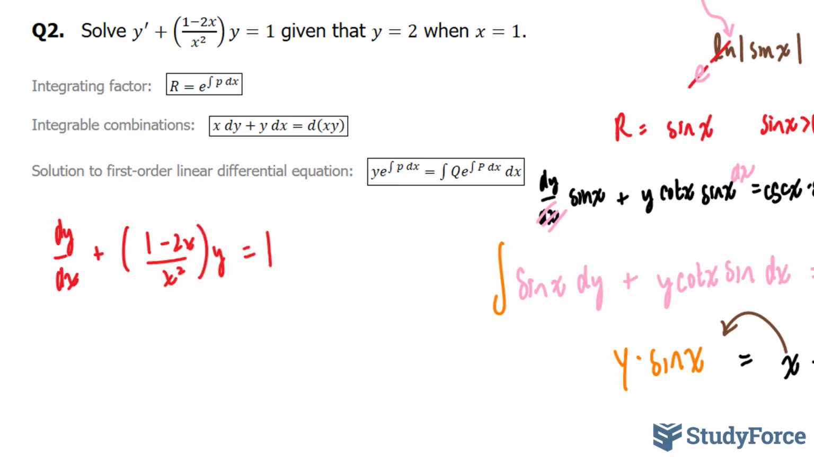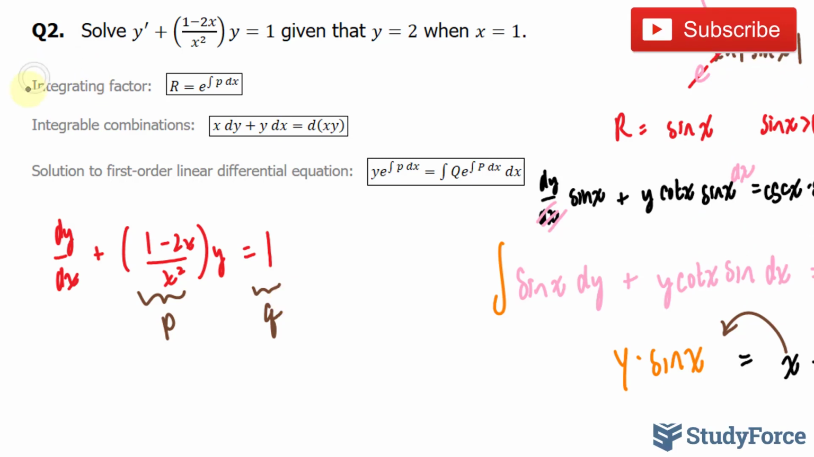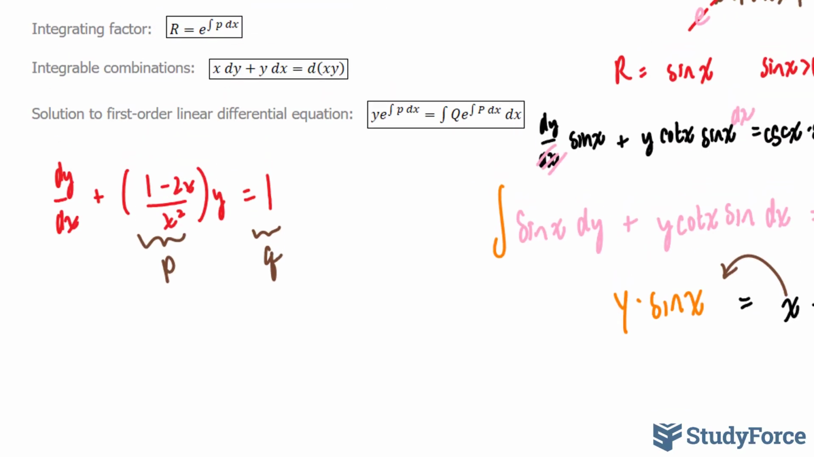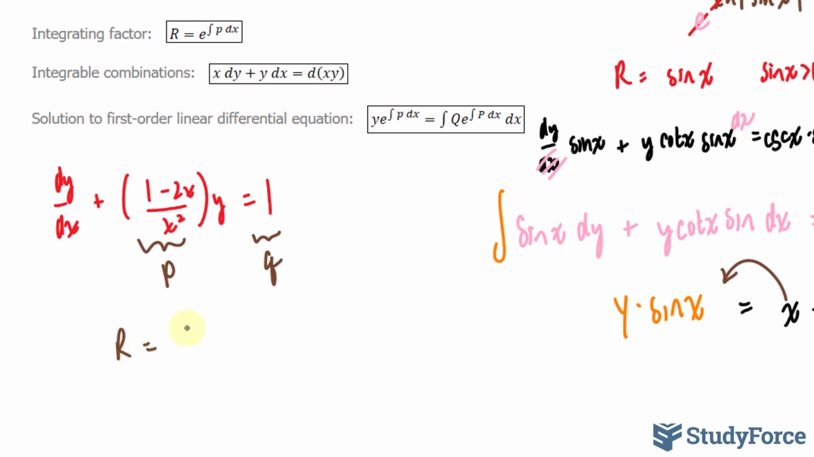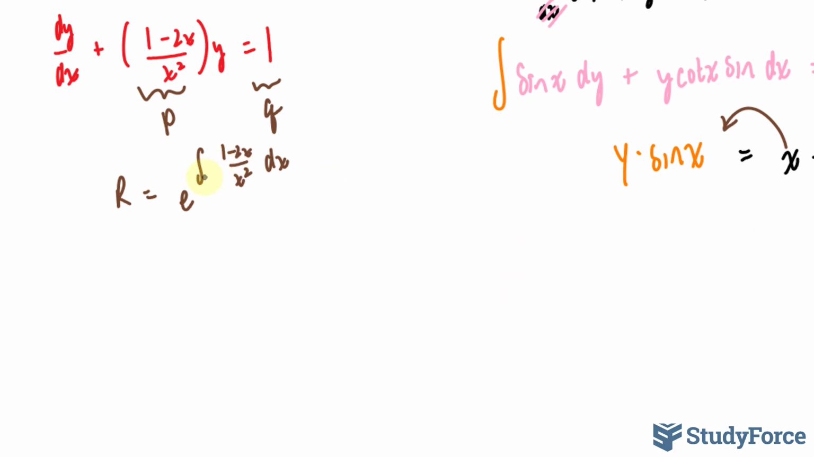I can easily identify my p and my q. This will be my p expression, and this will be my q. And the reason why we do identify p and q, namely p, is so that we can find our integrating factor using the formula I'm hovering around. So let's go ahead and find r, the integrating factor, using that formula. We have r is equal to e to the power of the integral of (1 minus 2x) over x squared dx. I'll do my integration over here before I substitute it back.